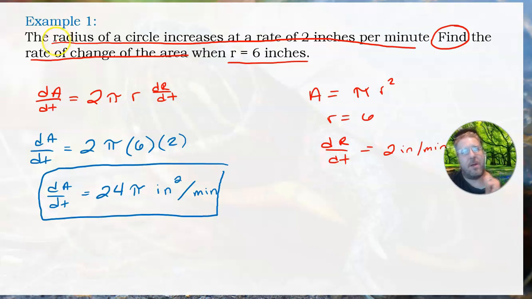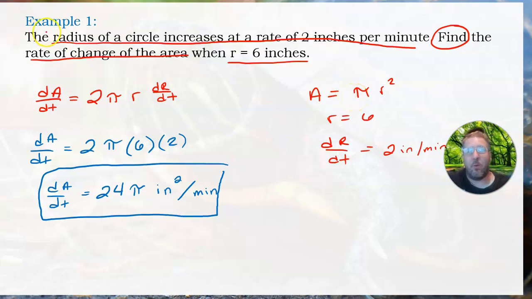All right, so getting back to the question, it says the radius of a circle increases at a rate of 2 inches per minute. Find the rate of change of the area when the radius gets to a size of 6 inches. So let's start with, what formula do I need? They're not usually going to give you a formula. Now, I guess it's possible, but it's very unlikely. So you're going to have to come up with a formula.